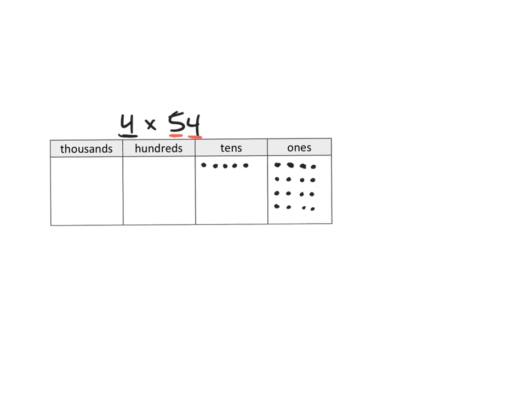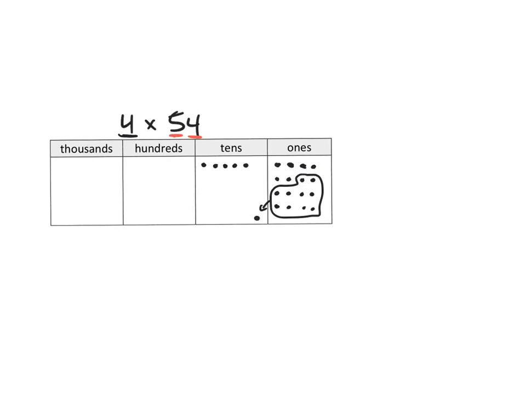And I can see already that I have more ones than I can fit in my ones place. I can only fit up to 9 ones in my ones place, so I'm going to need to do a little bit of regrouping. So I'm going to take 10 of the ones that I've created here, and I'm going to regroup them into 1 ten. So I'm going to circle my 10 ones, and I'm going to shift those over. Those are going to become 1 ten right here.